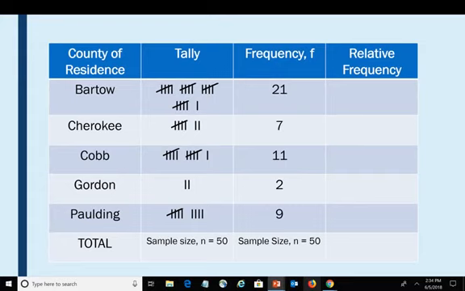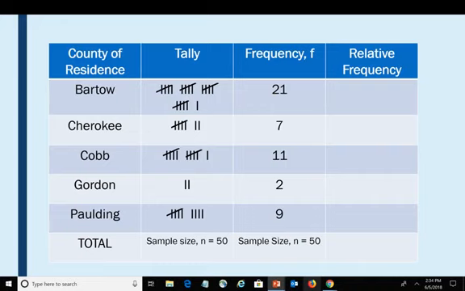Once I've completed the tally, then I go back and count the tally marks and record the frequency. For example, if I look at Bartow, I have 5, 10, 15, 20, and then one more. So there are 21 students who indicated that they live in Bartow County. Again, when I finish doing that, I want to confirm that I have a total of 50 to make sure that I didn't make an error somewhere.